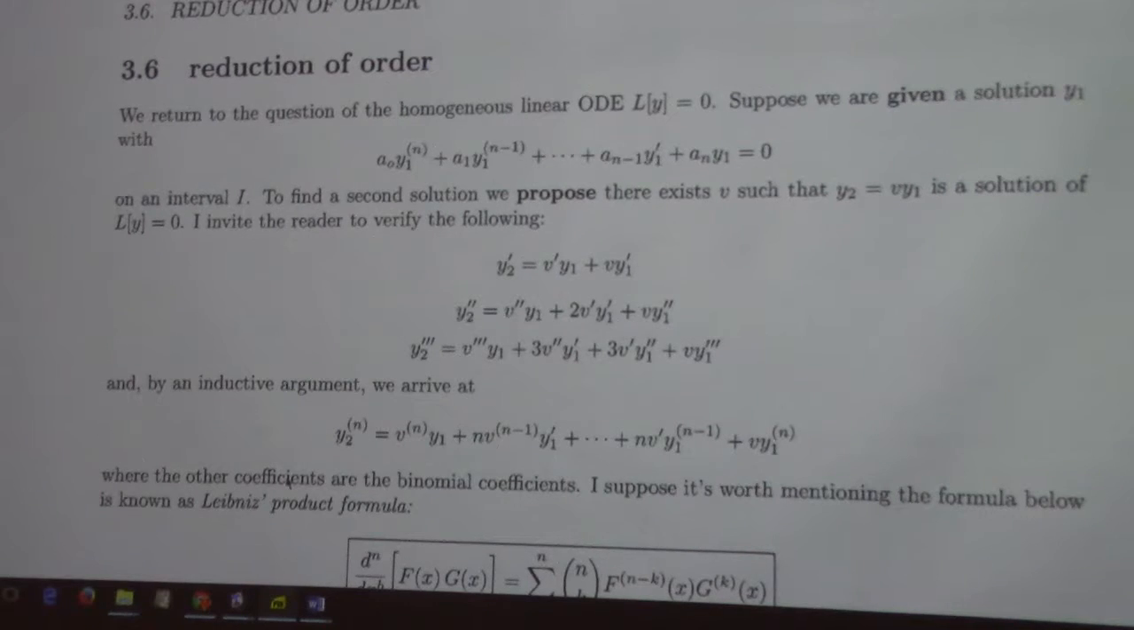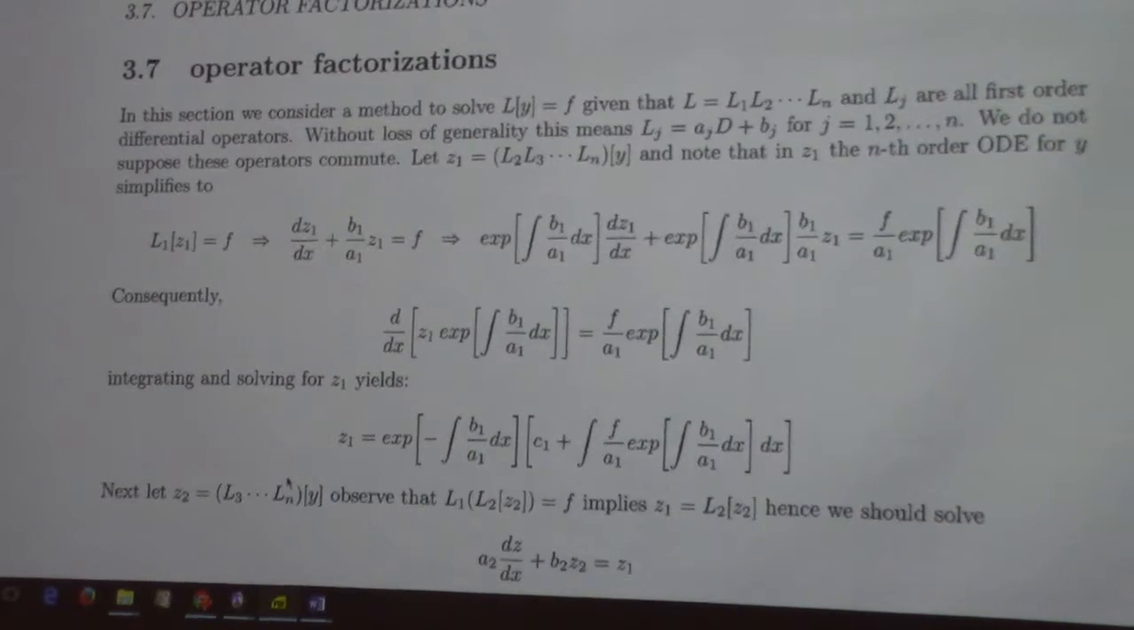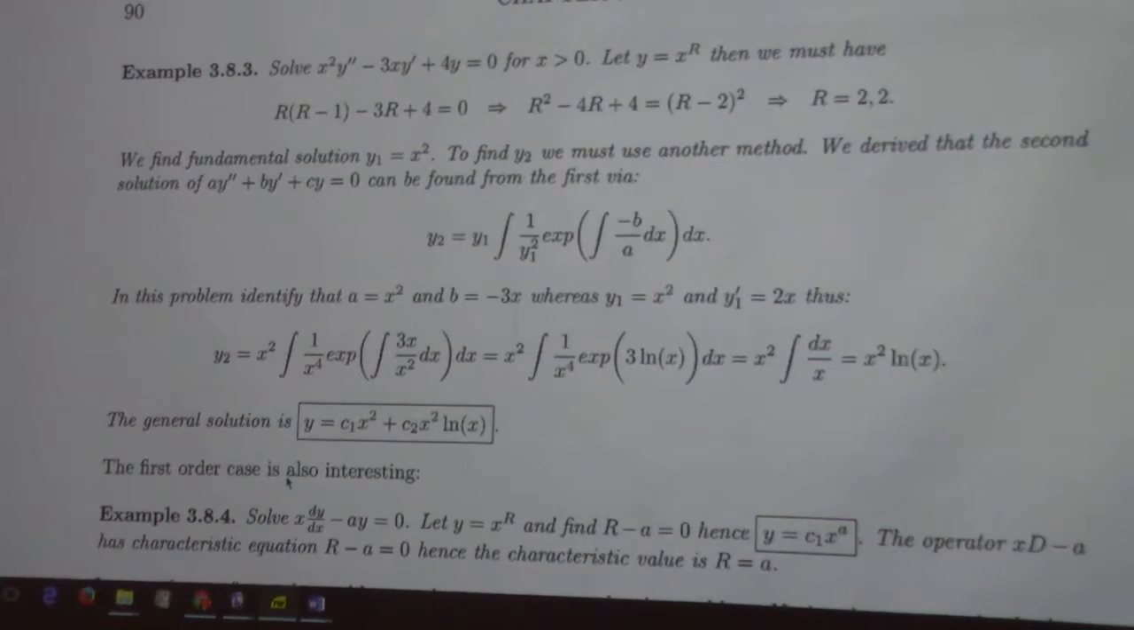It's here. Reduction of order is a general technique. Here's a page or two of notes on it. Operator factorizations, just something that I'd like to spend more time on, but we don't have time. So, oh well. Cauchy-Euler problems we'll get back to eventually.